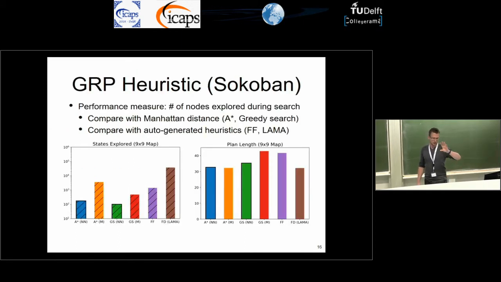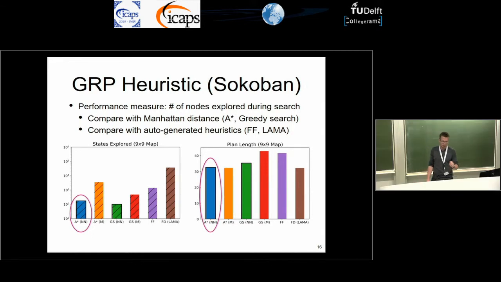So we compare the performance of the heuristic with A*, that's in blue. We compare the heuristic with greedy search, which is in green. And we compare that against the Manhattan heuristic, which is orange and red. And we also compare it against auto-generated heuristics in purple and brown. As you can see, on the left, we have the number of states explored, and that's on a logarithmic scale. And on the right, we have the plan length. And as you can see, the plan length for the heuristic is very close to the plan length coming out of the planner. However, the number of states explored was orders of magnitude lower, and it was actually orders of magnitude lower than all the other approaches. So the GRP effectively learned some structure of the plans.